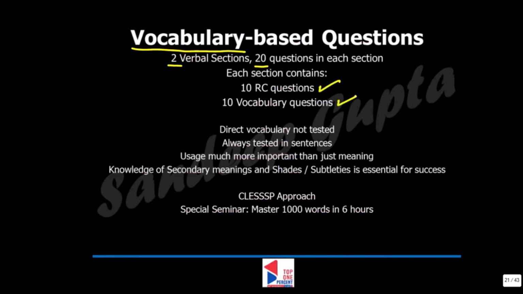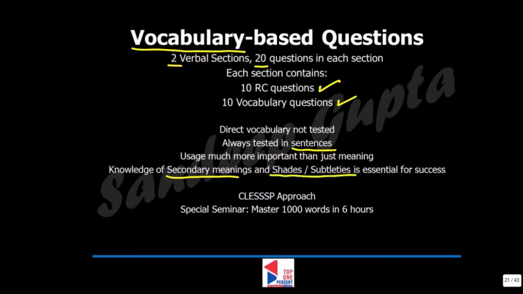Vocabulary is not directly tested, that is direct meaning or synonym or antonym, anything like that is not tested. Everything is tested in sentences, and that makes the usage of the word much more important than just the meaning of the word, because one word can have 3 or 4 or 5 meanings sometimes. You might know just one meaning, so that is what is called secondary meaning of a particular word. That is important. And sometimes there are 3 or 4 words that can mean completely the same thing, but the way they are used in a sentence, they cannot be interchanged with each other. They are called shades or subtleties, as we will understand very soon.